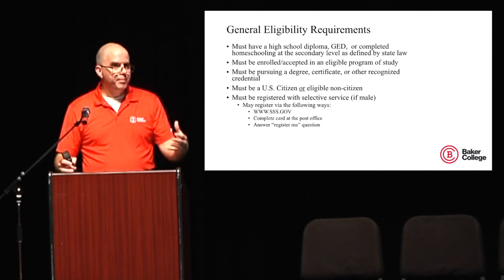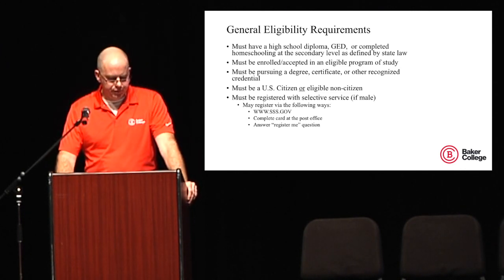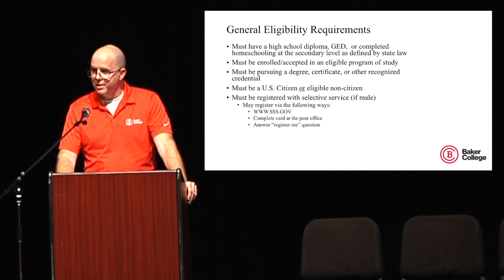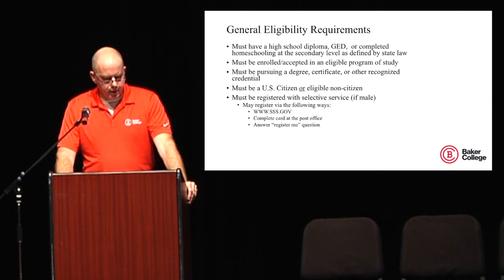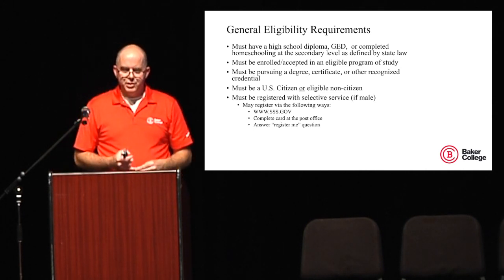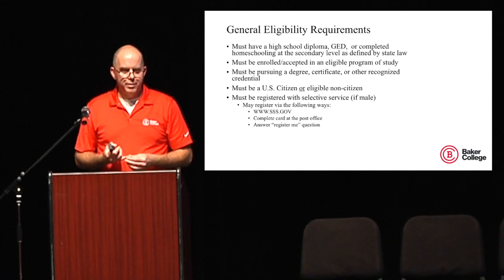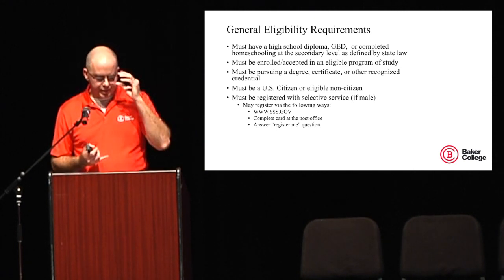If the student is male, he must be registered with the Selective Service. There are 3 ways that your male student can register with the Selective Service. First is by going to the Selective Service website, which is on the screen right now, sss.gov. Or you can do it the old-fashioned way, like some of us guys may have done, by going to the post office and filling out the card. Or your student can answer the Register Me question on the FAFSA that we'll see later tonight when we walk through the FAFSA. If the student is male between the ages of 18 and 25, then it's the law that he's registered with the Selective Service.